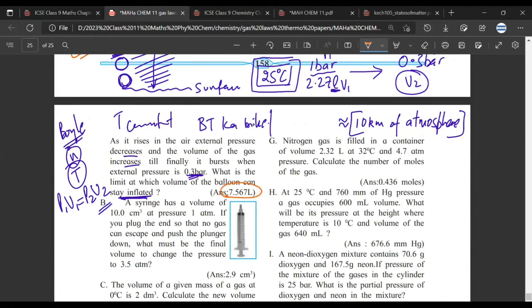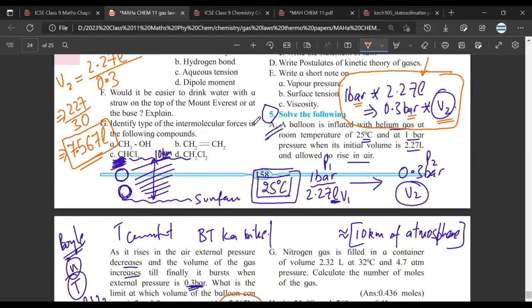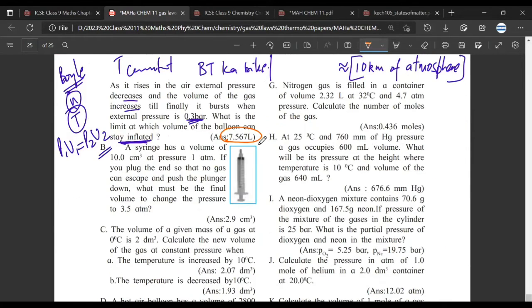What we need to understand is that because they haven't talked anything about the temperature, we'll assume the temperature to be constant. But try to compare this question with this question. At 25 degrees Celsius, 760 mm Hg, gas occupies 600 ml of volume. What will be the pressure at the height where temperature is 10 degrees Celsius and volume is 640? Here the pressure is changing, the volume is changing, as well as the temperature is changing. All three are changing. But the number of moles remains the same. So you need to be very careful whether one thing is constant or all three are changing.